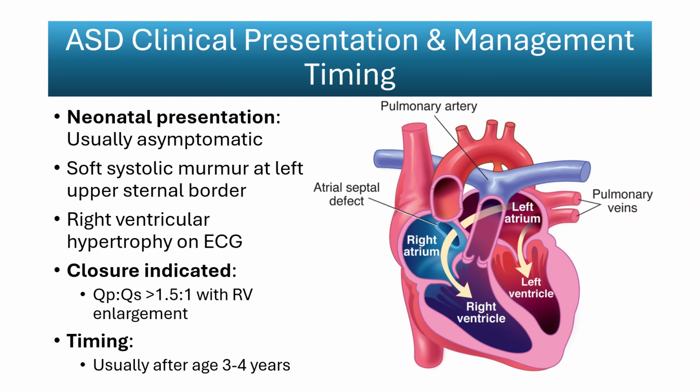Closure is indicated when there is evidence of significant shunting, defined as a pulmonary to systemic flow ratio greater than 1.5 to 1, accompanied by right ventricular enlargement on imaging. Because spontaneous closure is unlikely for true ASDs beyond early childhood, intervention is usually planned after 3 to 4 years of age. This timing allows for continued growth while preventing long-term complications such as arrhythmia, right heart dilation, and pulmonary vascular changes.